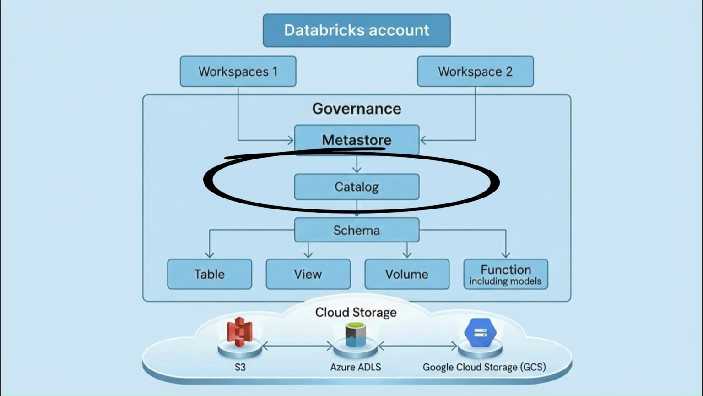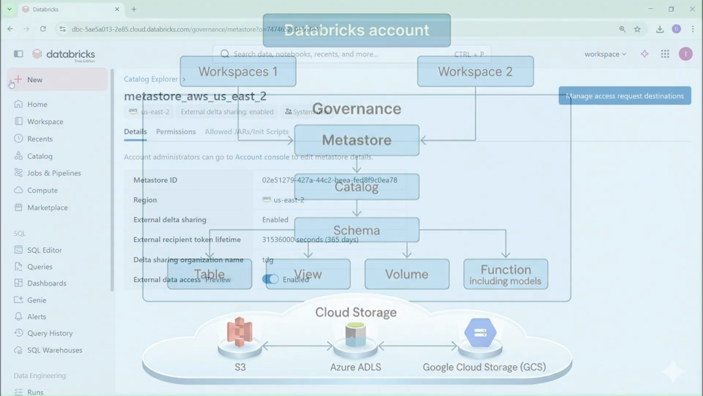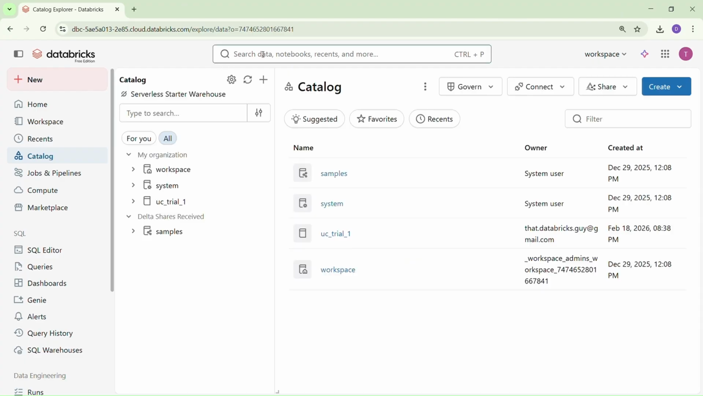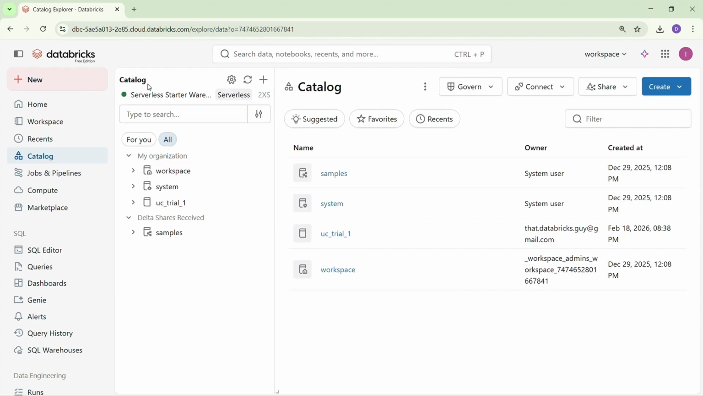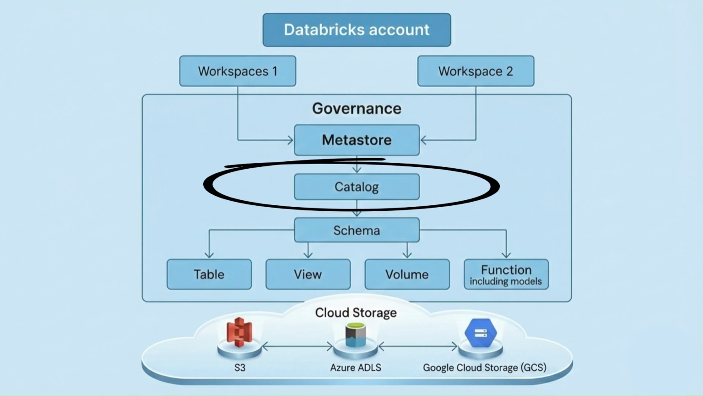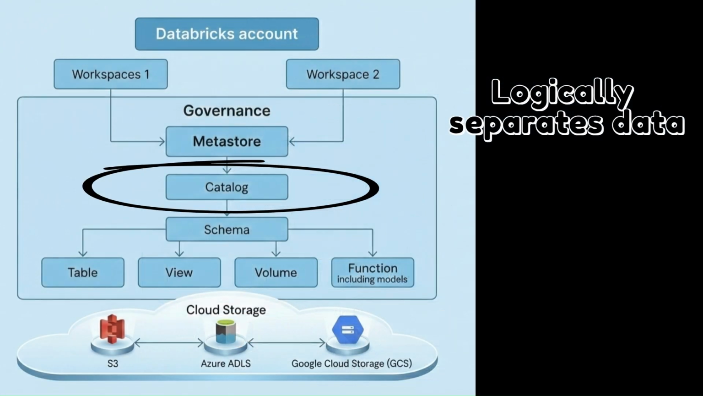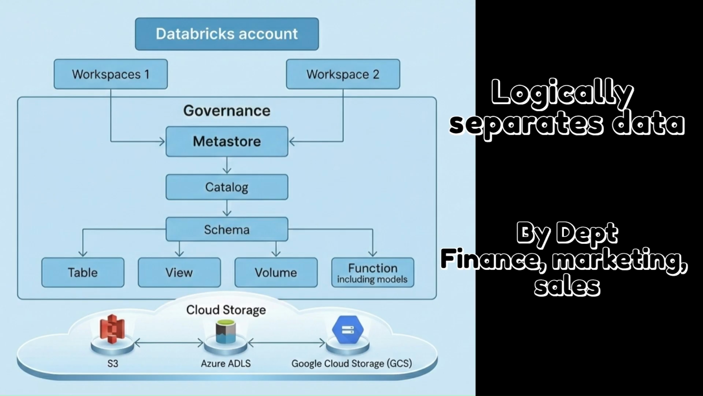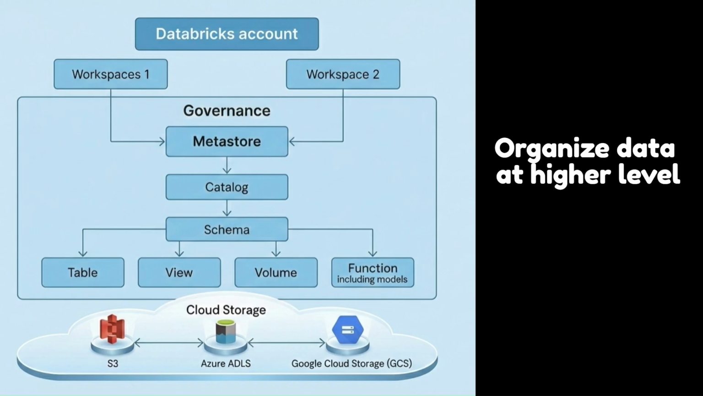First of all, catalog, the top level container inside a metastore. You can find the catalog here on the home page on the left side. You can also search for Catalog Explorer. So what is a catalog? A catalog is a top level container inside a metastore. It is used to logically separate the data, for example, by environment like dev, test, or prod, by departments as well like finance, marketing, and sales, etc. Catalog helps organize and isolate data at a higher level.